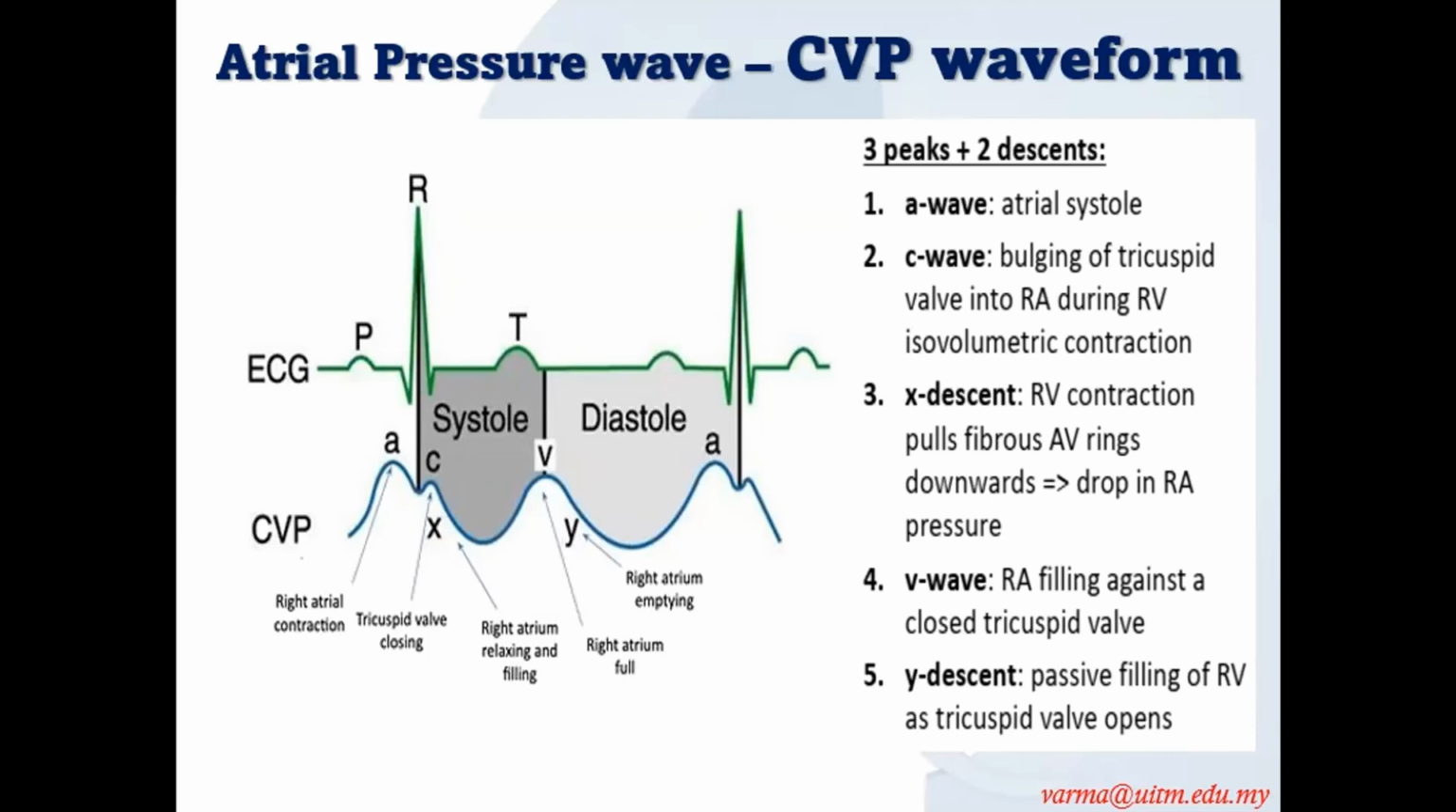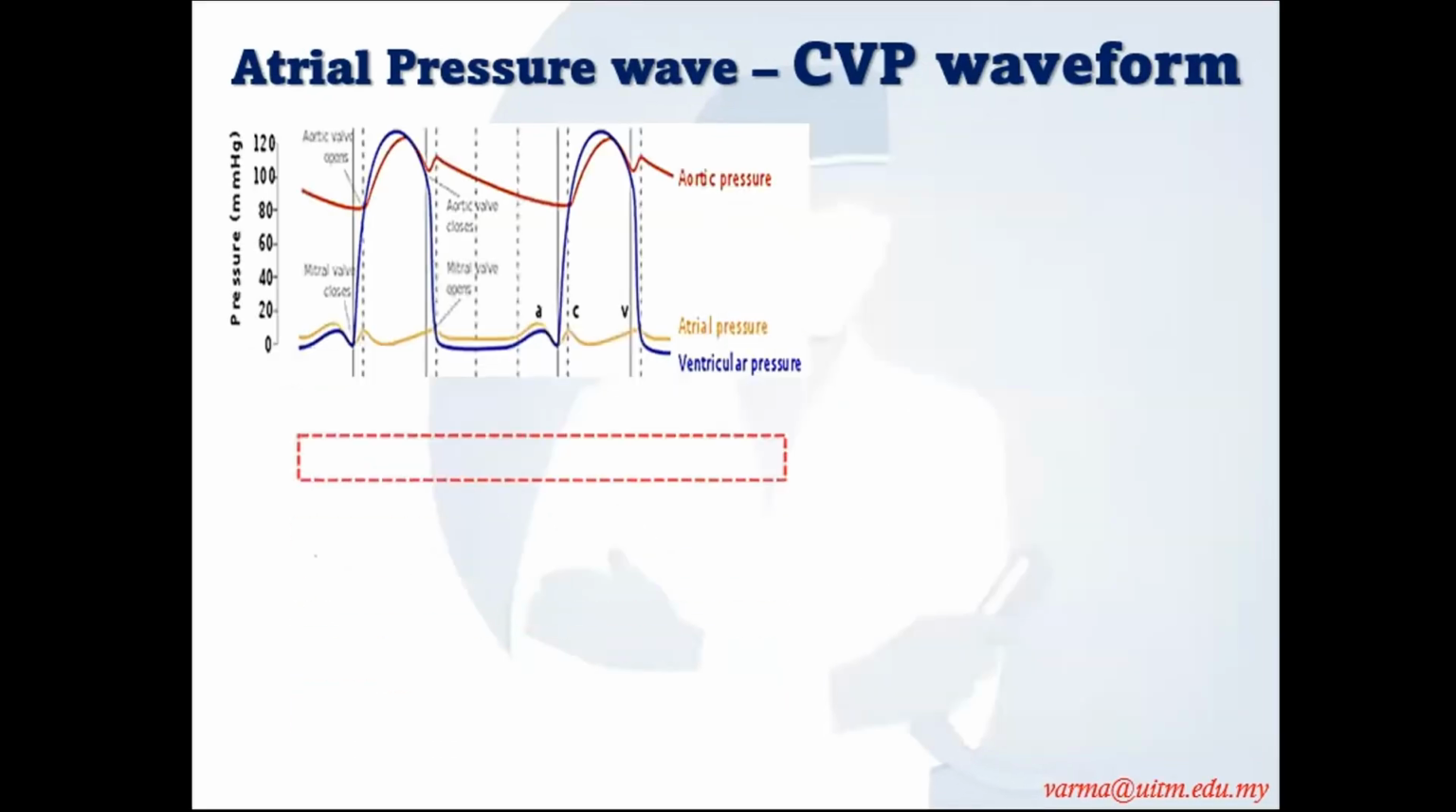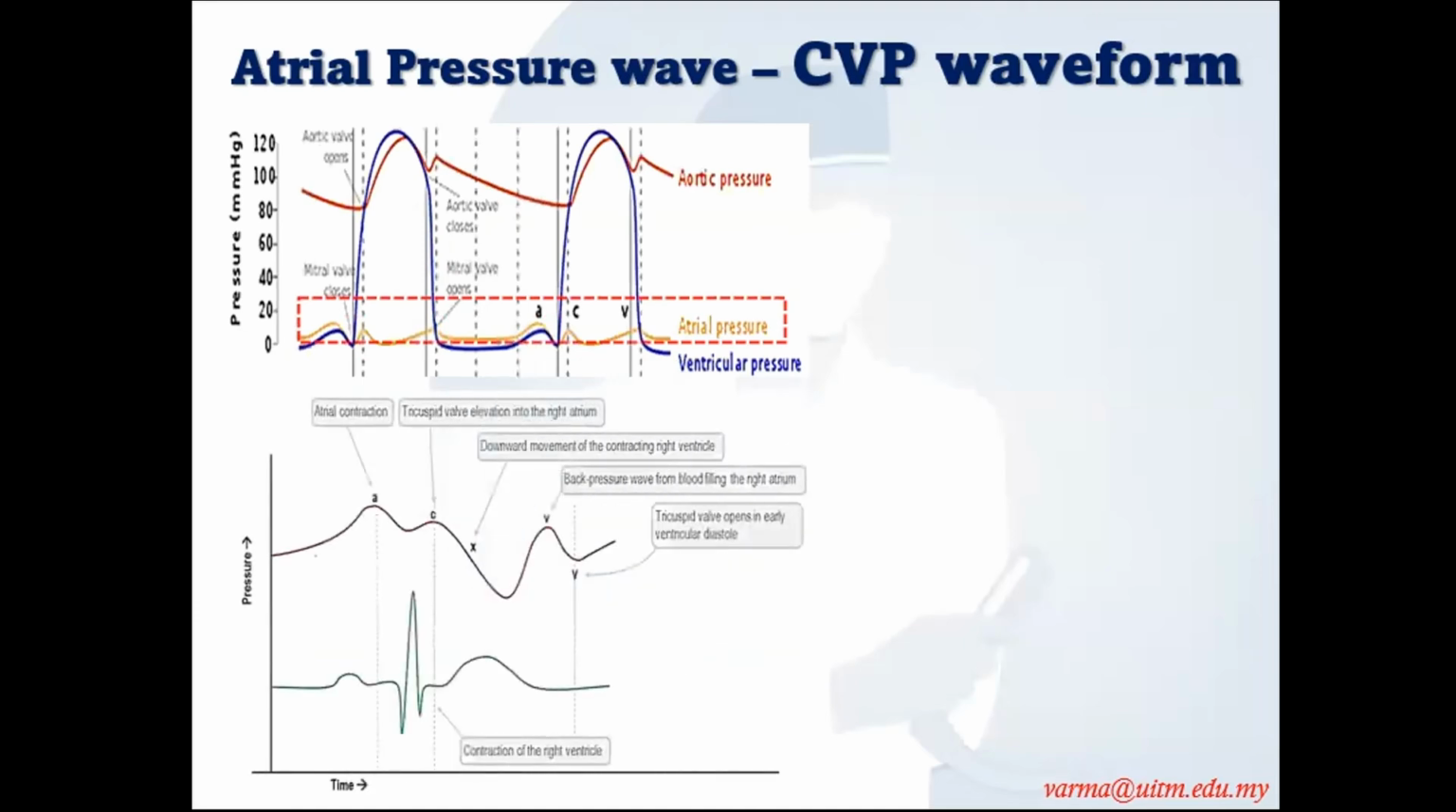Now your RA is filled. Once your RA is filled, your tricuspid valve opens, then your RV is being filled. That causes passive filling of RV as the tricuspid valve opens. So when there is passive filling of RV, it means RA is being emptied, so the pressure in RA drops. This is not about the ventricle, this is about the atrium. Whenever the atrium empties, the pressure drops. Whenever venous return comes into it, the pressure rises. So again, mention this.